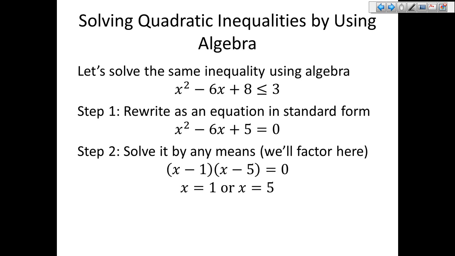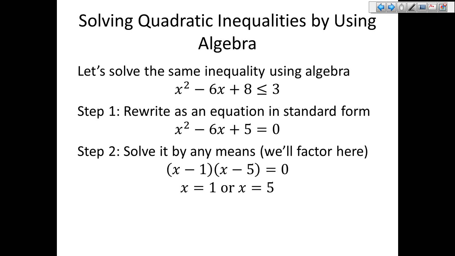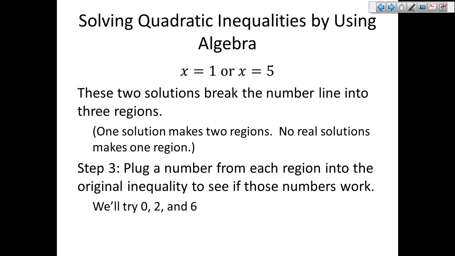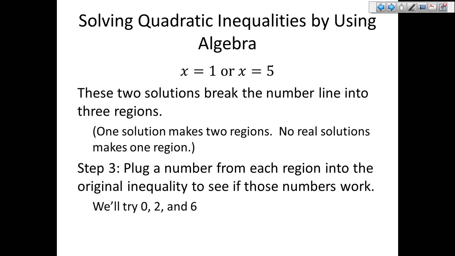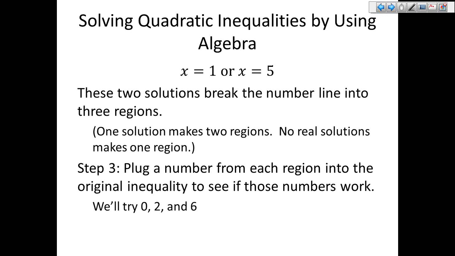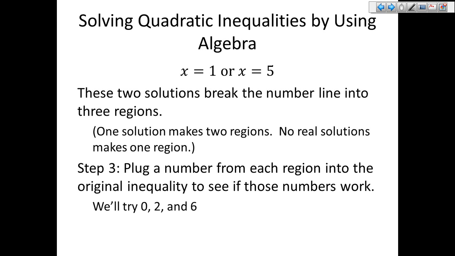Now that's not a coincidence. There's no coincidences in math. So that sets up a region from 1 to 5 that might work. But it also creates some regions on the outside. It actually creates 3 regions. If you only have one solution, that's going to make 2 regions. If you have no real solution, then you have one region to check all the numbers. Now I'm not saying you have to check all the numbers, but if you check one number, it's as good as checking all of them.